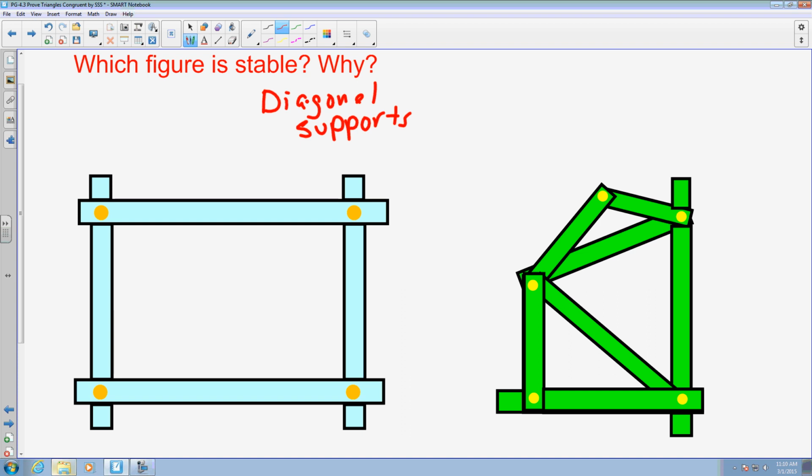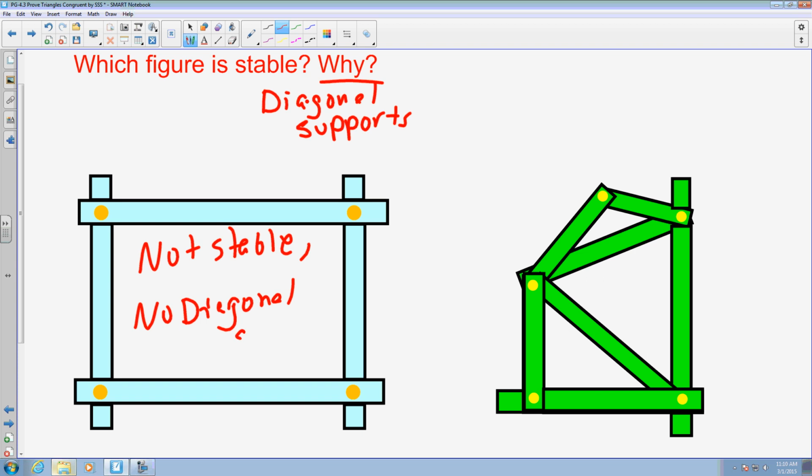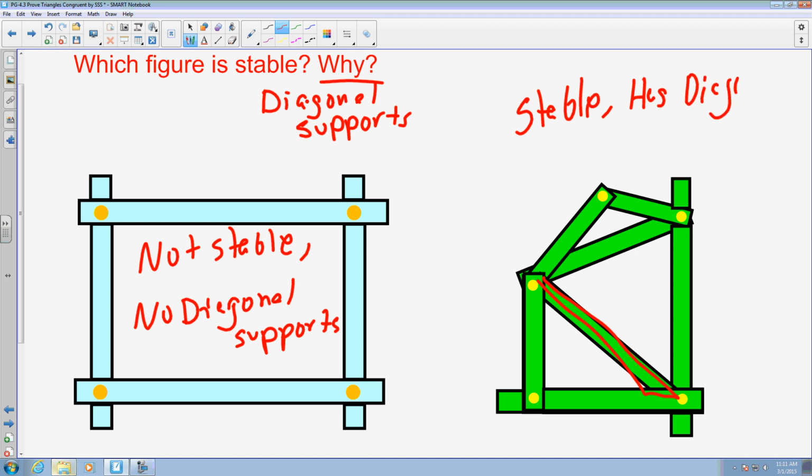So the figure on the left is not stable. And then they want you to explain why. Well, it's not stable because there's no diagonal supports. And this one here, oh, it has a diagonal support right here. So I'm going to say, yeah, it is stable. And why? Because it has diagonal supports.